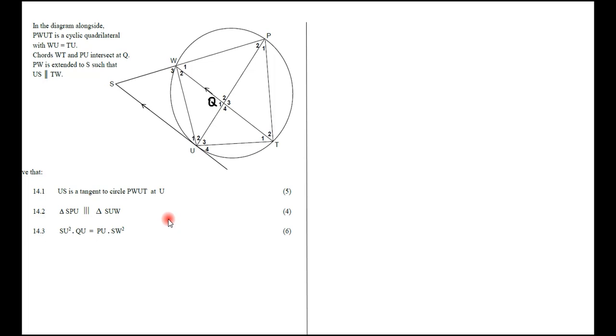All right, so let's have a look at this question. Now here we're also looking at a similarity type of question, but the main thing about this one is to get into 14.3. Notice that 14.3 is a different question, right? But they still want you to prove, which means a different question requires a different approach, right?